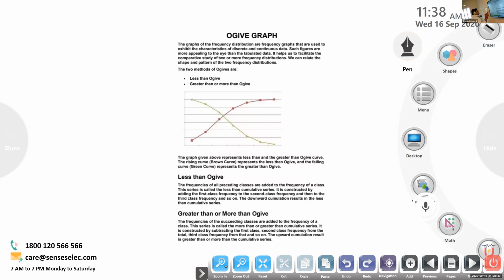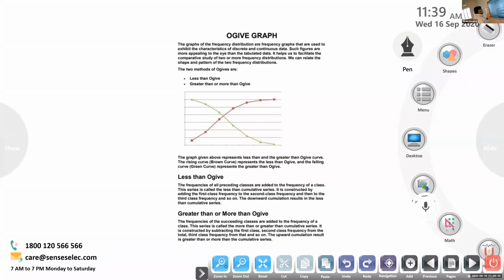So here, ogive graph. Okay, more than ogive and less than ogive. The graphs of the frequency distribution are frequency graphs that are used to exhibit the characteristics of discrete and continuous data. Both discrete and continuous data are available here. With that data we are able to create this less than and more than ogive. Such figures are more appealing to the eye than tabulated data, so easily we are able to understand the data. Compared with the table, this method is too easy to analyze and understand.